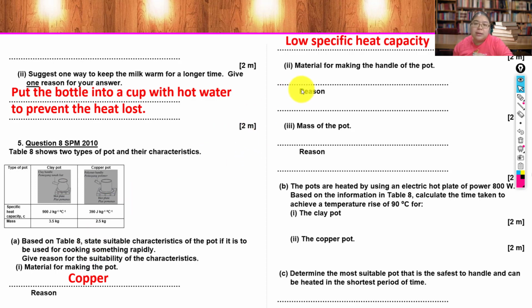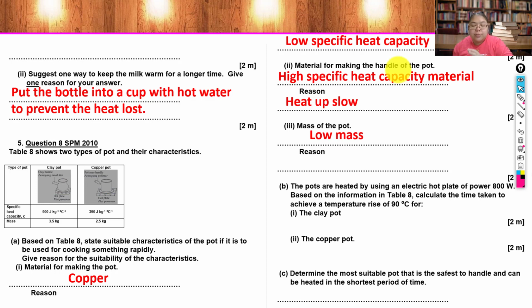Okay, the material for making the handle of the pot. Normally the handle of the pot must be a high specific heat capacity material because you want to hold it, that means you don't want it to heat up fast. The reason: heat up slowly, do not heat up fast. Okay, mass of the pot. Normally we need the lighter one because it is easy to carry and easy to hold. So the mass must be low. Reason: lighter, easy to carry.